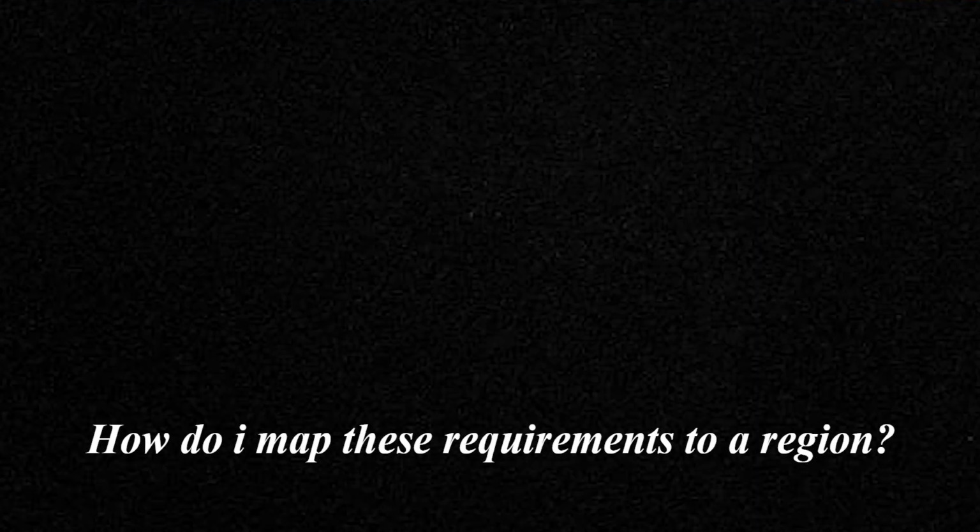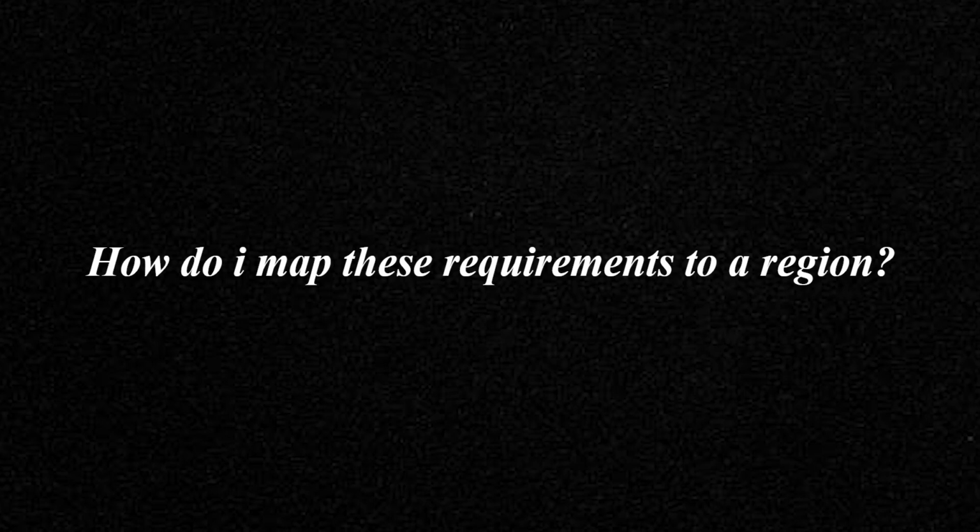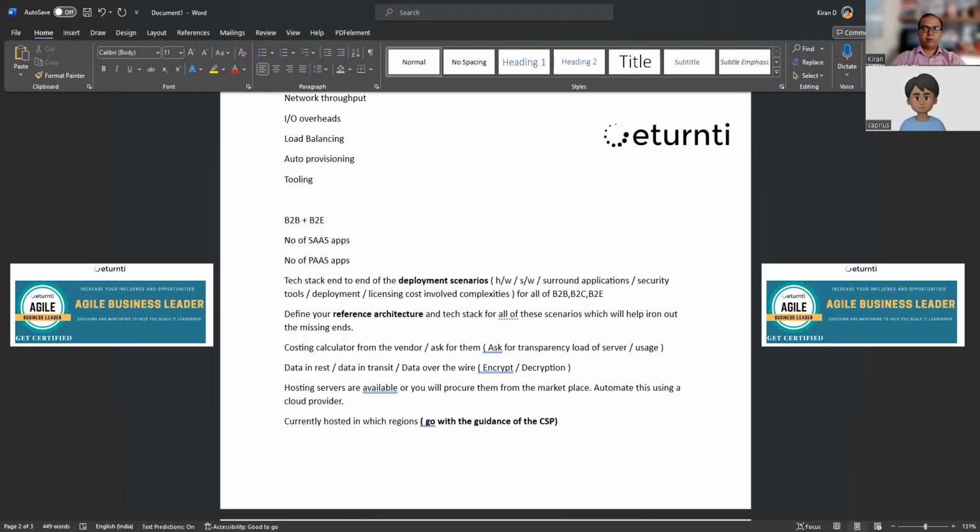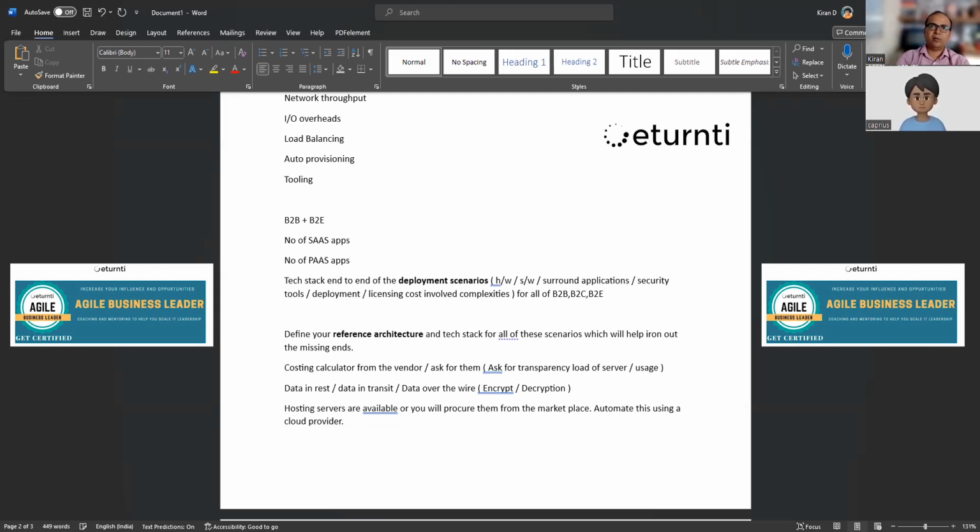But how do I map this to a region? Region is just an abstraction, you could be in any region, right? Once you are deploying a particular application, it's region agnostic. You can put it in any region, it will continue to work. The only thing is your cost and network and other things will go up or down. So once you figure that out, also find out what the target audience for this application is. Where do they reside?